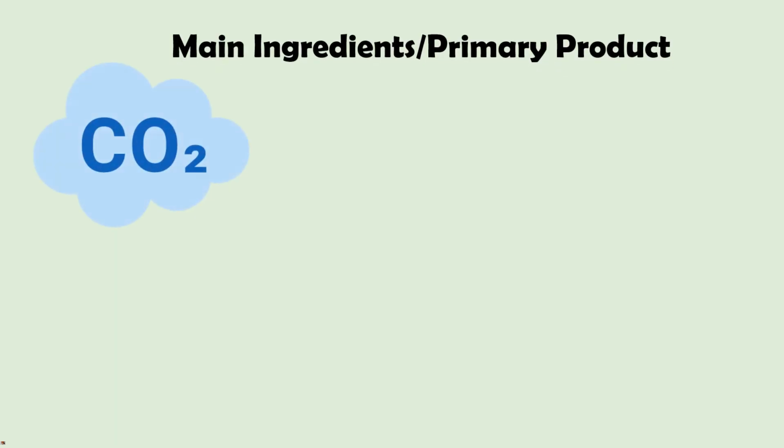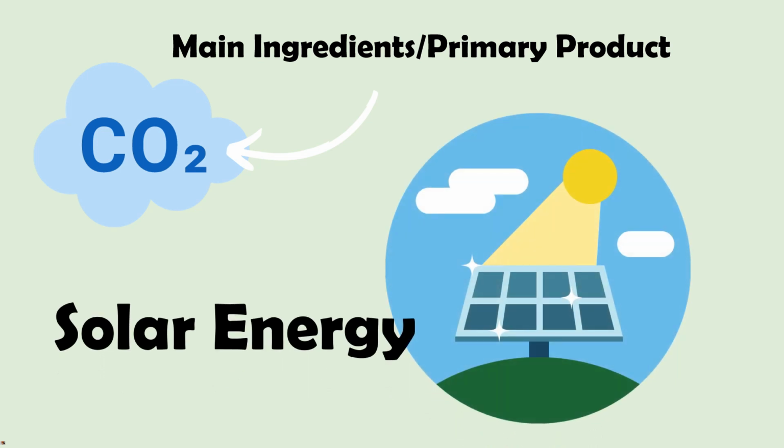To make the process of photosynthesis possible, we need carbon dioxide as the primary product and the main ingredient of the process, and then the energy needed to power this process, which is solar energy.